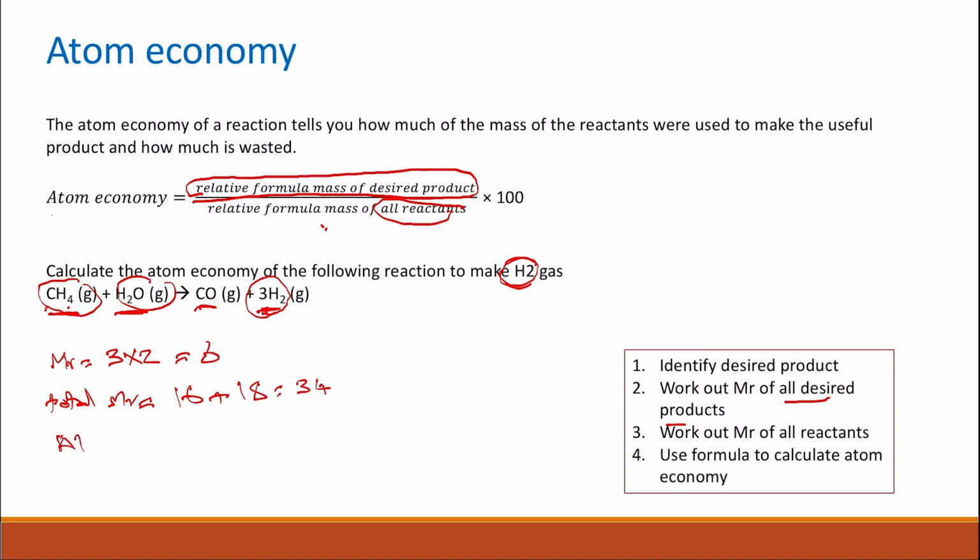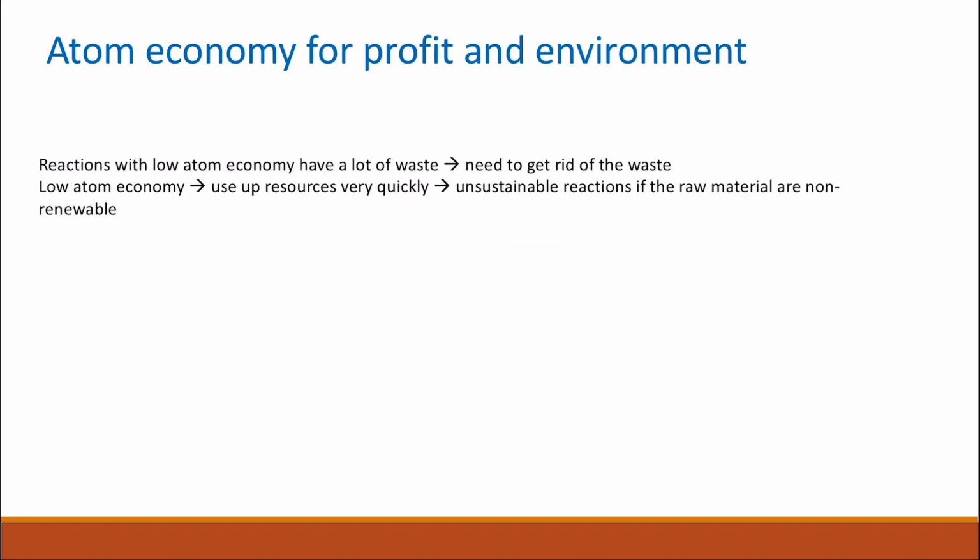And now the last step is to use this formula to calculate the atom economy. So atom economy here will equal the relative formula mass of the desired product, which is 6, divided by the relative formula mass of all the reactants, which is 34, times 100, and you end up with 17.6%. So this reaction has really low atom economy because only 17.6% of the total atoms of the reactants were used to make the desired product, which is the hydrogen.